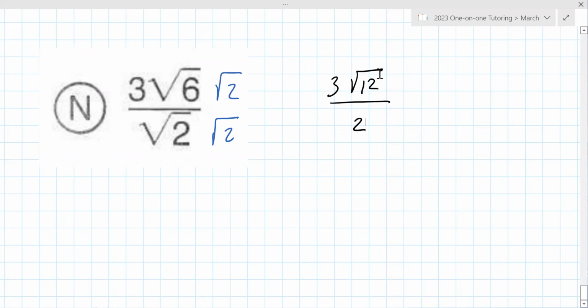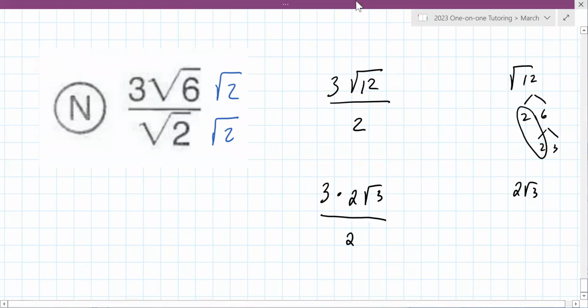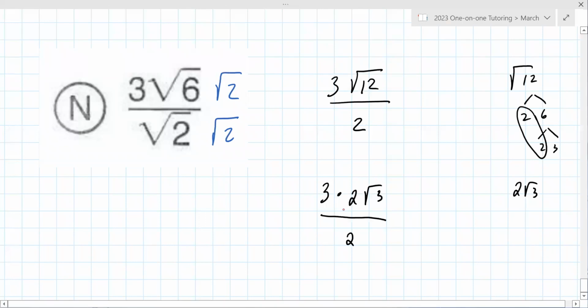Now this might feel like it's done, but you can actually reduce the square root of 12. We've done that a few times. 2 and 6, 2 and 3, it becomes 2 square root of 3. So it's 3 times 2 square root of 3 over 2, and the 2's do cancel.